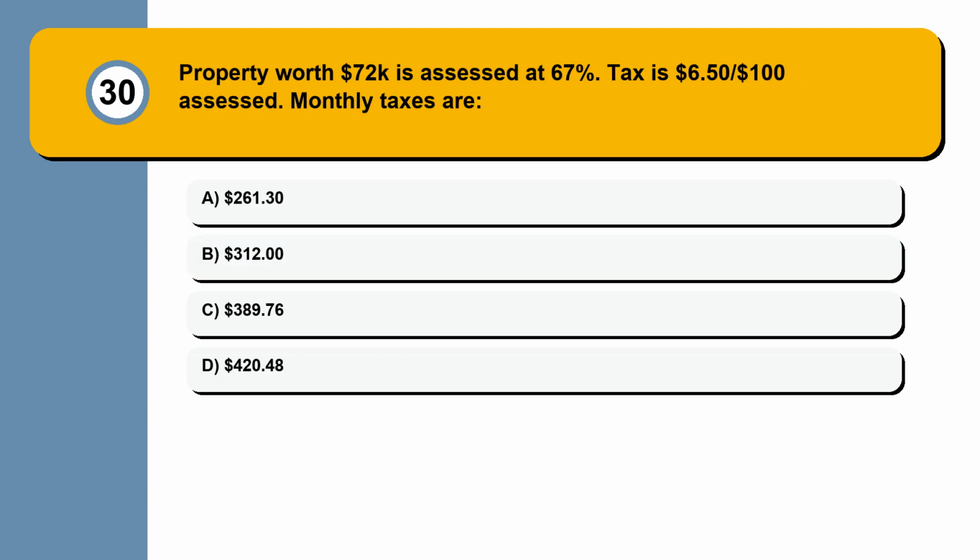Question 30. Property worth $72,000 is assessed at 67%. Tax is $6.50/$100 assessed. Monthly taxes are $261.30, $312, $389.76, $420.48.